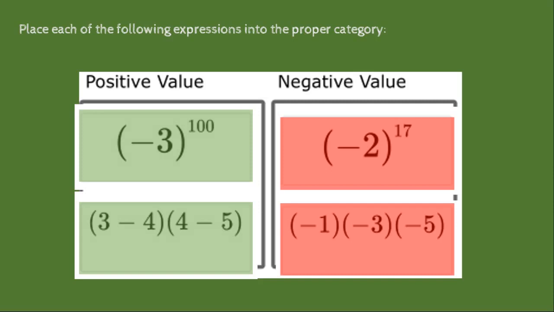We can continue with the bottom two examples. So 3 minus 4, 4 is a bigger number, so 3 minus 4 is -1. And 4 minus 5, 5 is a bigger number, so 4 minus 5 is -1. -1 times -1, a negative times a negative, will also be positive. And we look at the right. -1 times -3, that's a positive number. But then we do that positive number times a negative number, and that will give us a negative value. Again, if we counted 3, that is an odd number. So an odd number will give us a negative value.